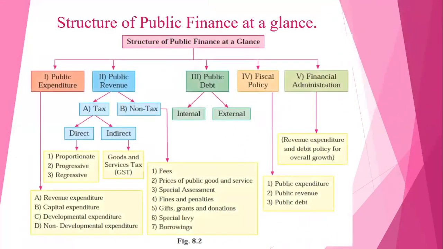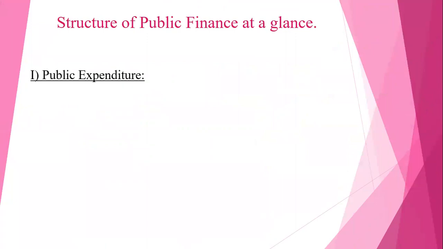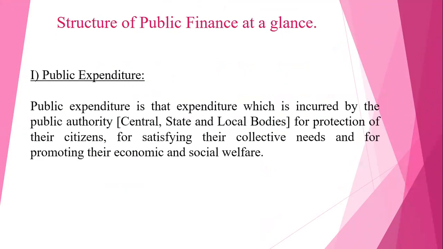Now students, see the chart, which shows you the structure of public finance at a glance. You can study the chart from our textbook as well. Now let us study about public expenditure. Public expenditure is that expenditure which is incurred by public authority, central, state, local bodies for the protection of their citizens, for satisfying their collective needs, and for promoting their economic and social welfare.